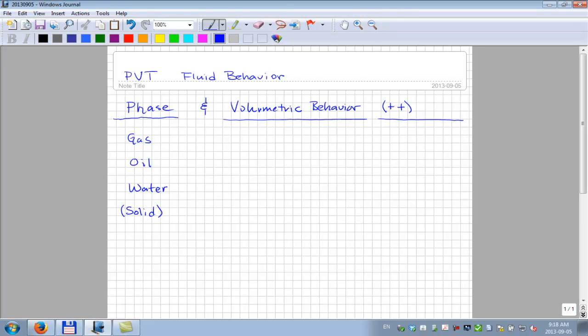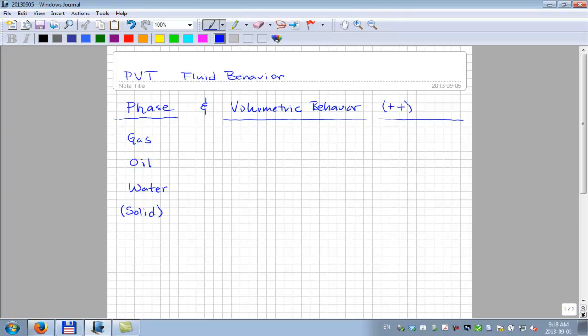So it would be something like an asphaltene that precipitates out from an oil. It could be a wax that precipitates out of an oil. Perhaps hydrates might be considered a solid to some extent. But we're not going to talk about these solid phases. But we will be talking a lot about gas, oil, and water.